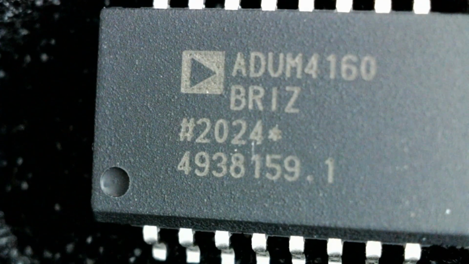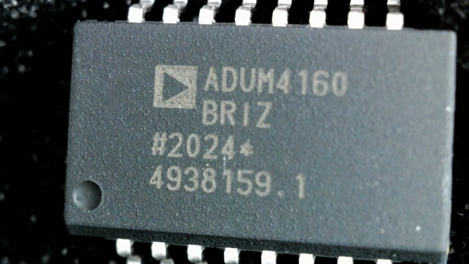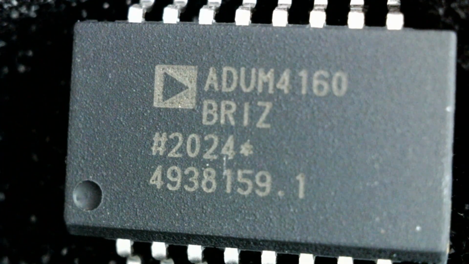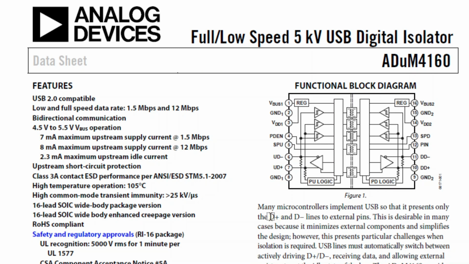ADUM4160. Now these are USB isolators. I've got 2 samples as I want to try isolating some USB, and this seems like the way to go. So that's what they are. As you can see, this is the data sheet for the 5 kV USB digital isolator, and I think the most important parts are down here. It's recognized by UL, and they've given it a 5000 volt RMS test, and it's passed all that.